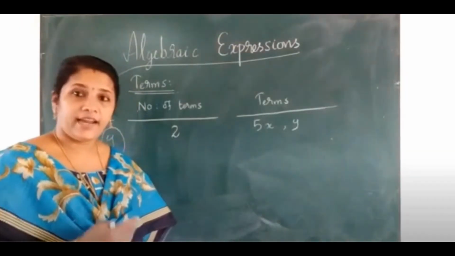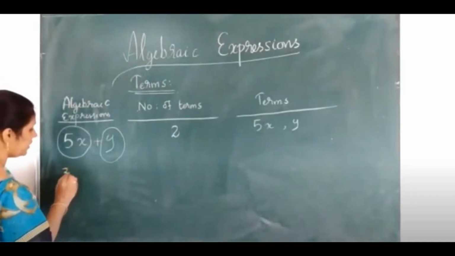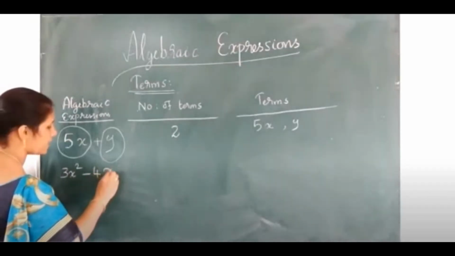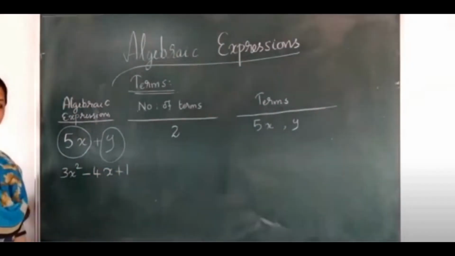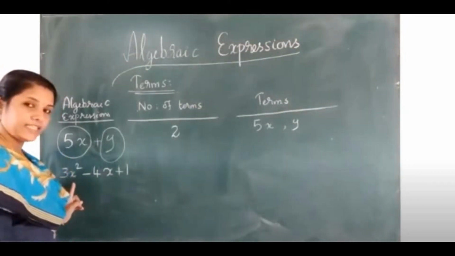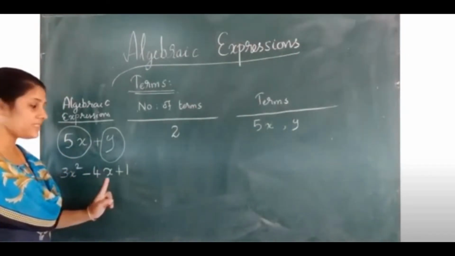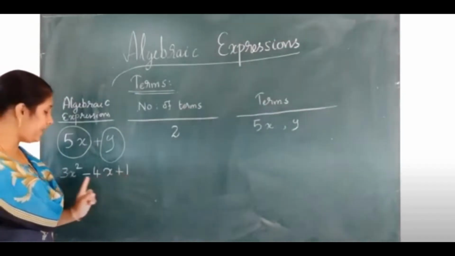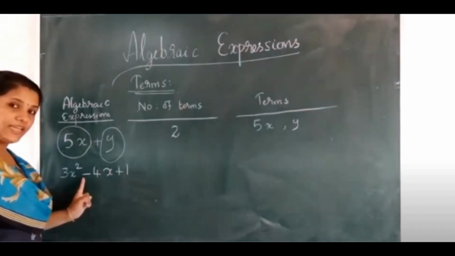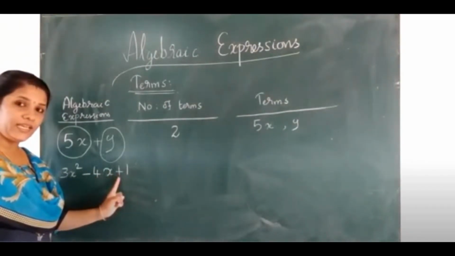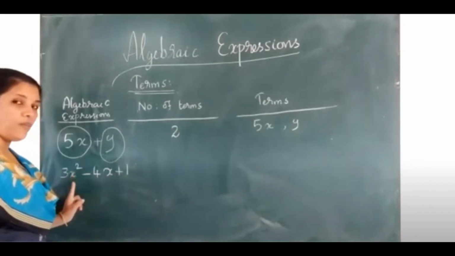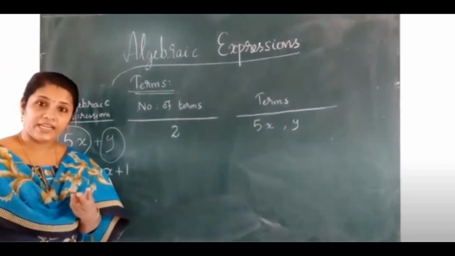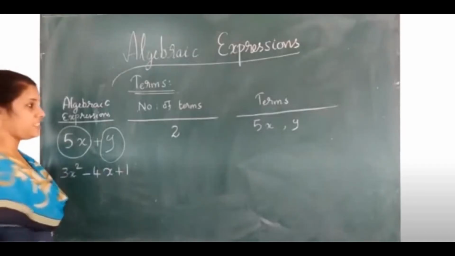Let me write another expression: 3x square minus 4x plus 1. Here the first sign is a negative symbol, and for the second one there is an addition symbol. So, how many terms are here? 1, 2, 3. There are 3 terms for this algebraic expression.